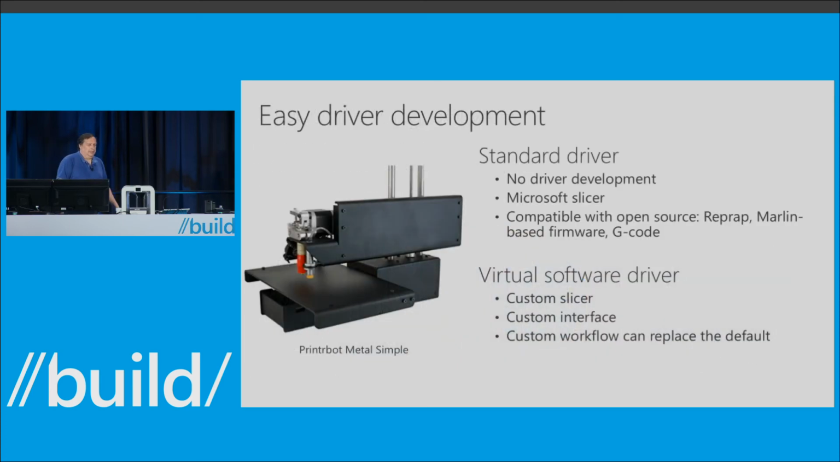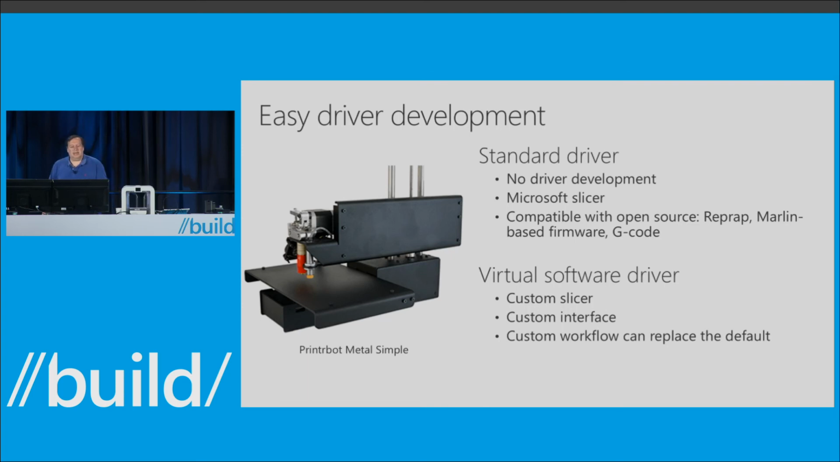Driver development. We have 2 driver models. I'm going to go very briefly because probably not so many of you are doing driver development. We have a standard inbox driver. It works with a RepRap or a Marlin-based printer that accepts G-code. With this standard model, you don't have to write any code. It's in the box. It comes through Windows Update. And all you need to do is set the USB descriptors. There's 2 things you set.